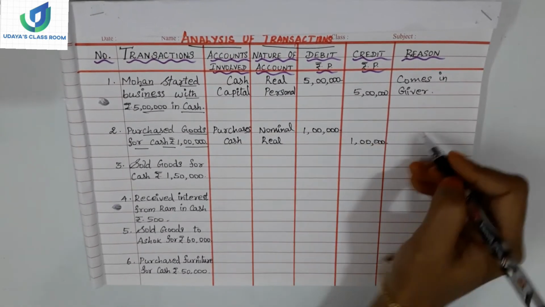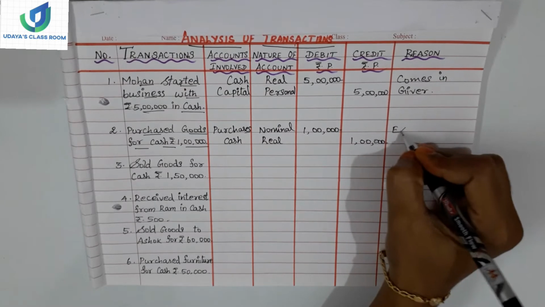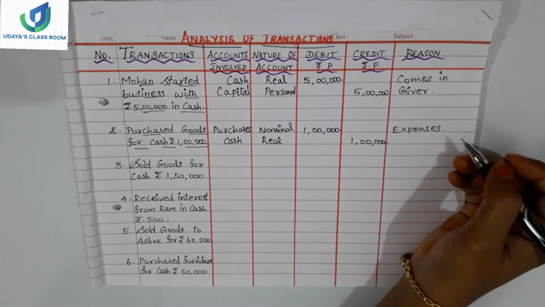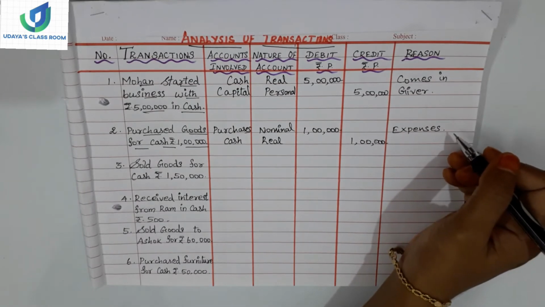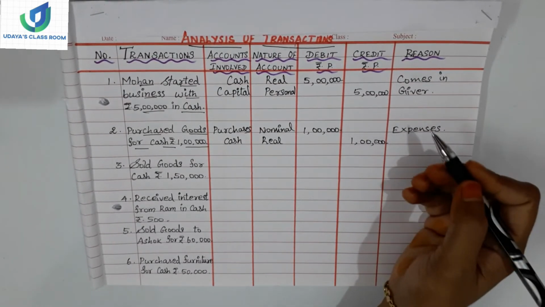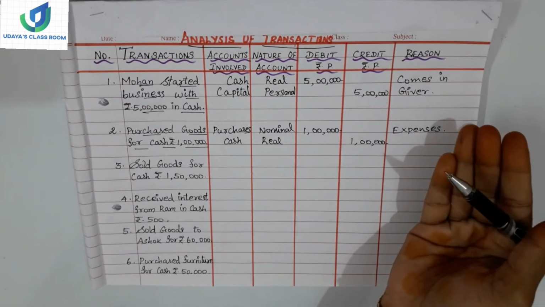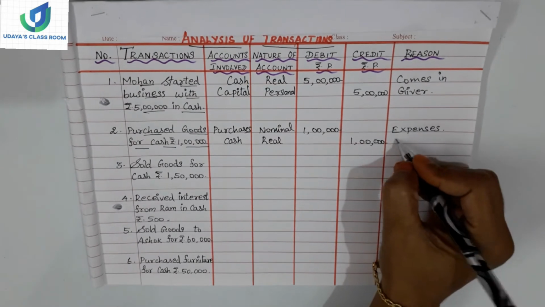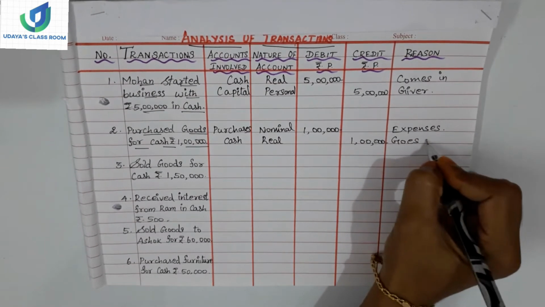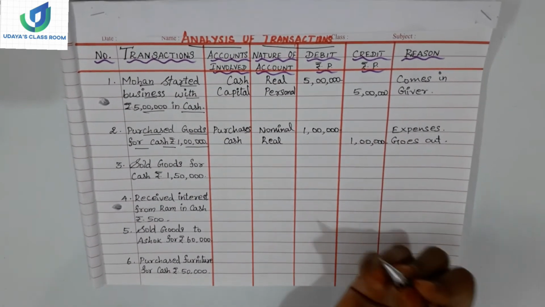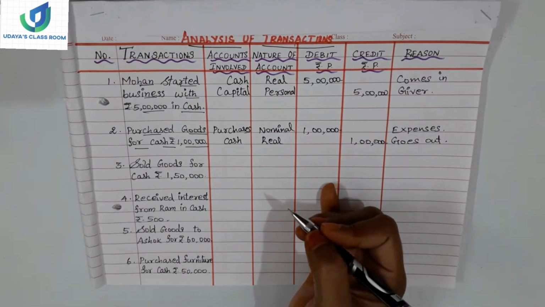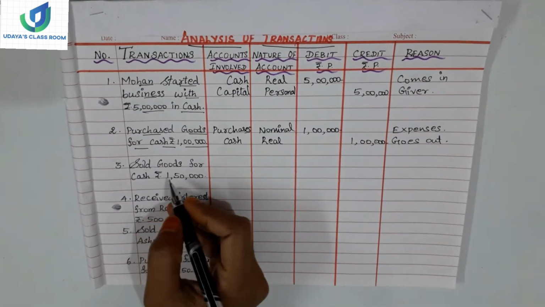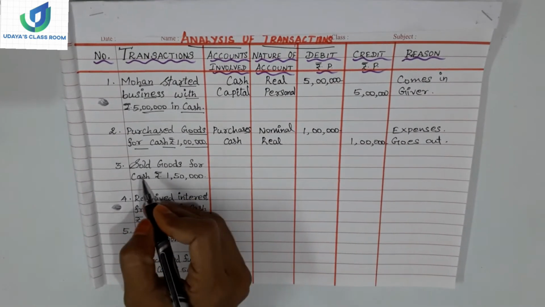Okay. So let's write the reason here. 1 lakh purchases is an expense. So we have debited as per the nominal account rule, debit all expenses and losses. And the other side, we have purchased goods, so cash is going out. So credit what goes out as per the real account. So we are writing goes out. So this is the reason here. And let's write the reason and the analysis for the third transaction.